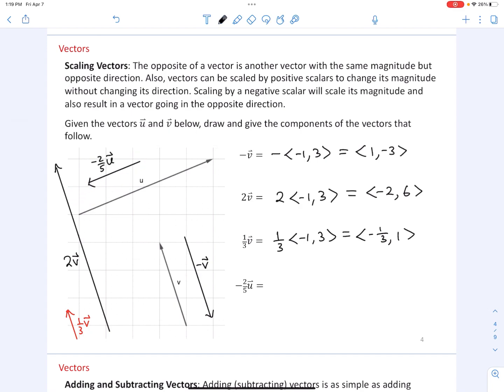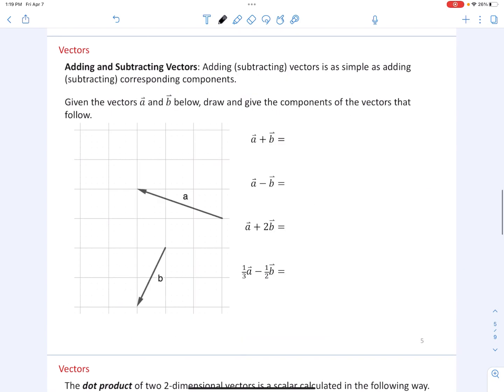Find the components of this new vector by doing -2/5 and multiplying that by each of the components of the vector u. And the components of the vector u were 5, 2. So do -2/5 times each of these. -2/5 of 5 is just -2. And then -2/5 of 2 is -4/5. Okay, let's go to the next page.